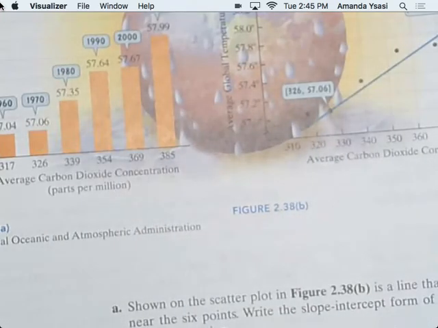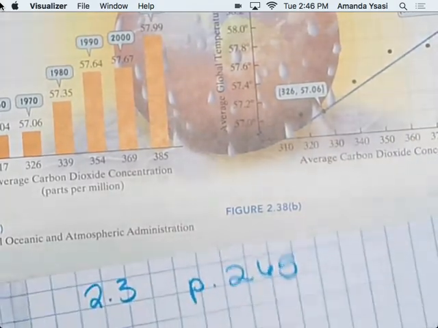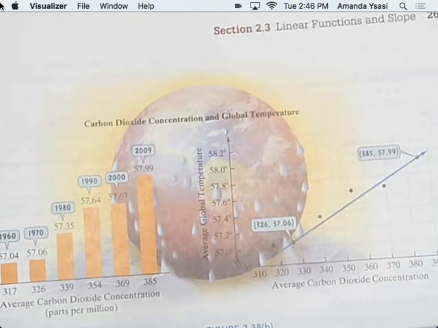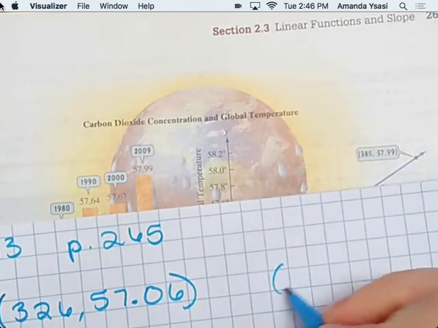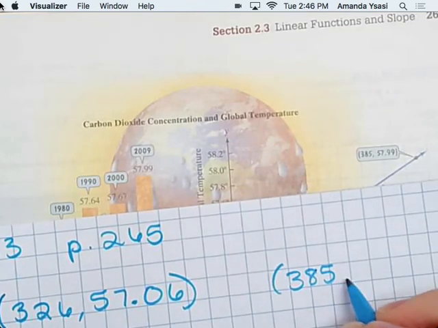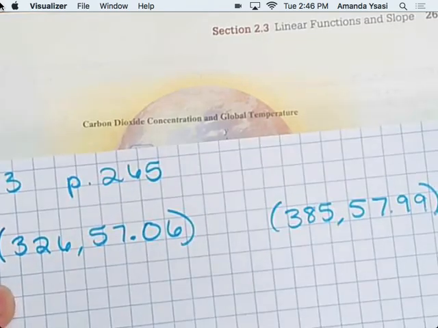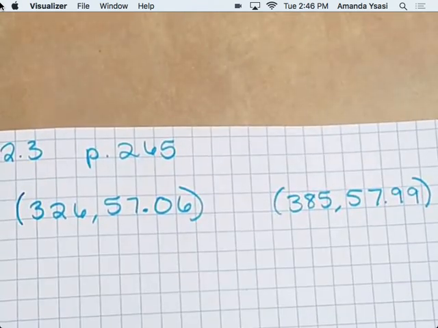I won't show y'all what the answer is, but we're going to look at these two. It's in your textbook, but I don't want to show y'all the answer. So it's saying 326 and 57.06 is one of the coordinates. Sorry, you couldn't see that. And then the other coordinate was 385 and 57.99. So using these 2 points, we are going to write the equation of the line.